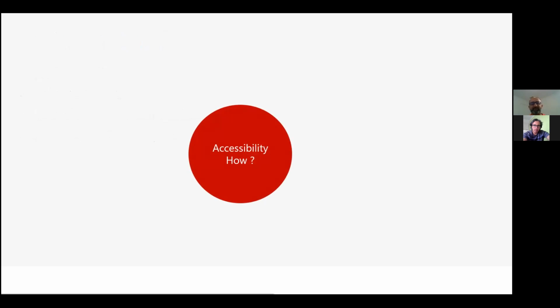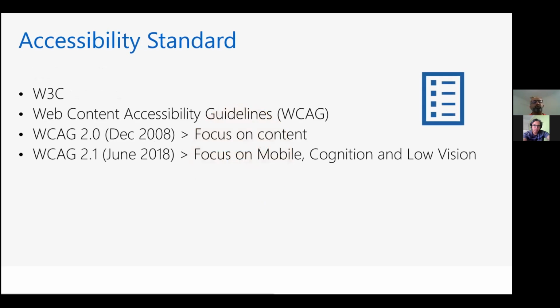Next, in a couple of slides, I will go through and summarize how to achieve accessibility. W3C is an organization which works on web standards, and it is also the organization which maintains the accessibility standards. The Web Content Accessibility Guidelines, or WCAG, is the main standard used, though in some countries there are a few other standards as well, but Microsoft and many high-tech companies work following WCAG. So that is the standard.